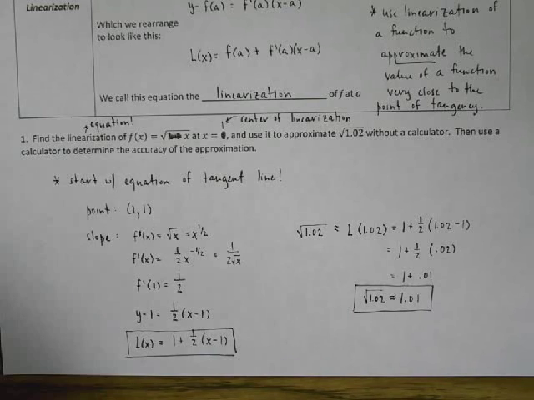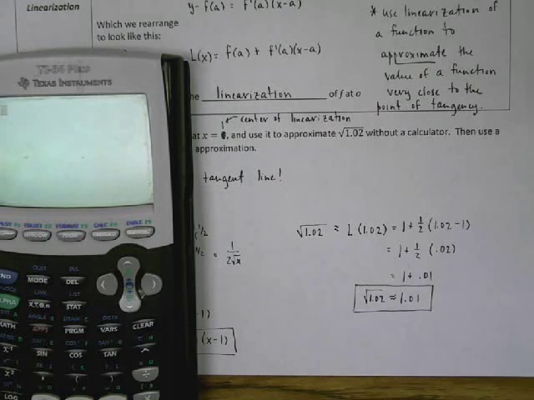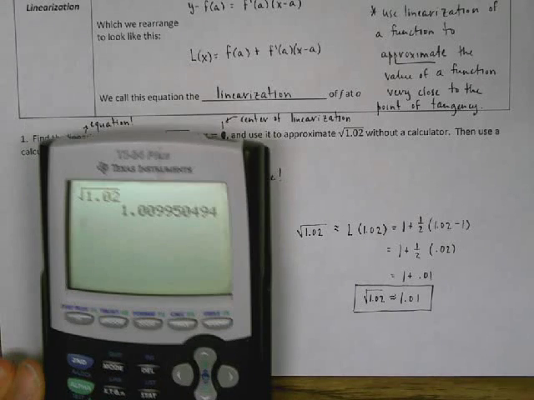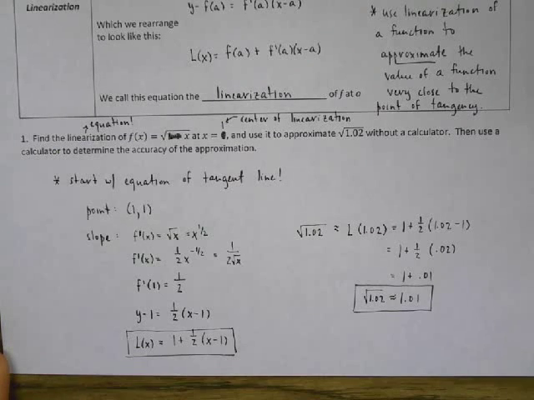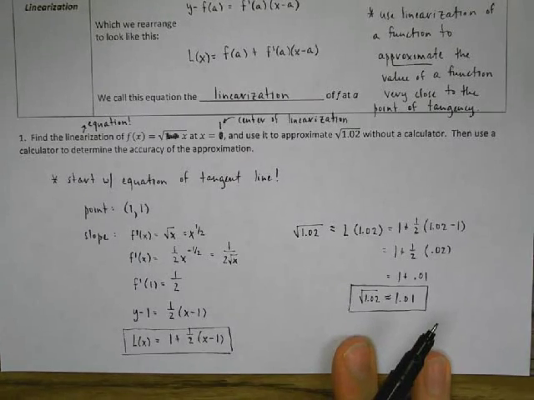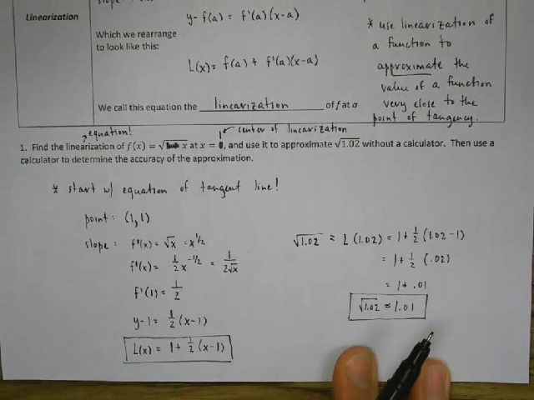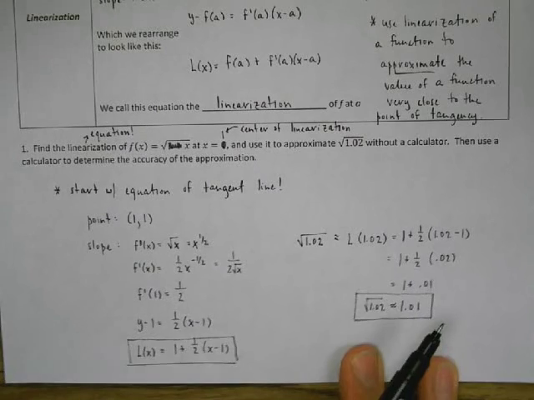And if I do that, square root of 1.02, we can see is very, very close to our approximated value. So that's the whole idea behind linearizations. We're just using that tangent line to approximate the value of a function.